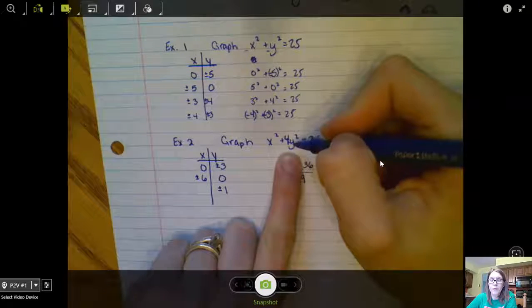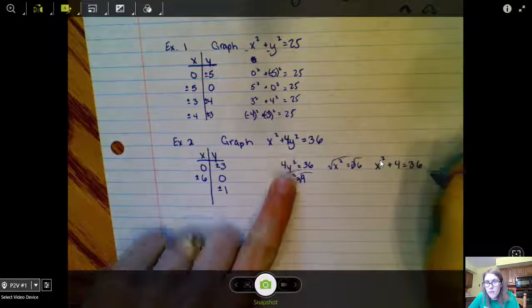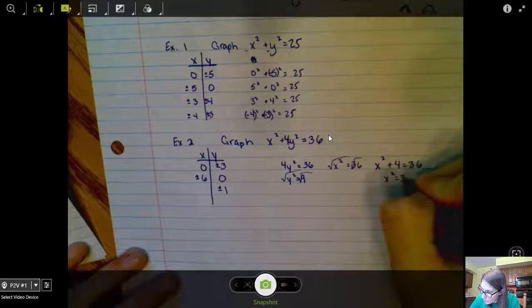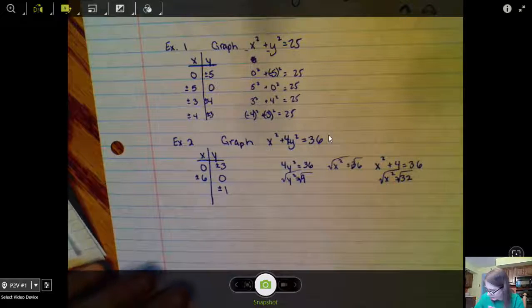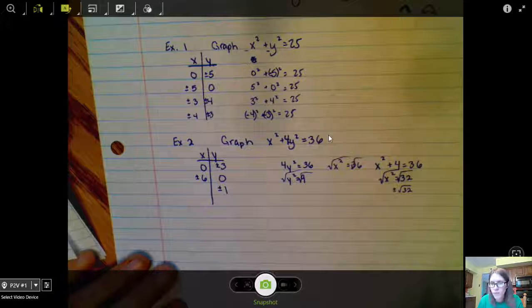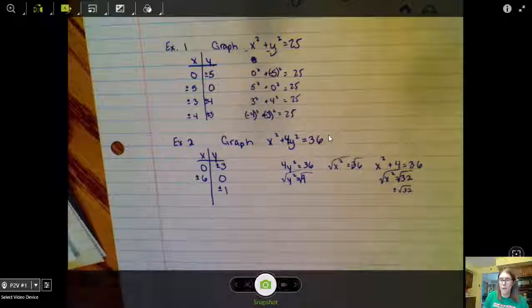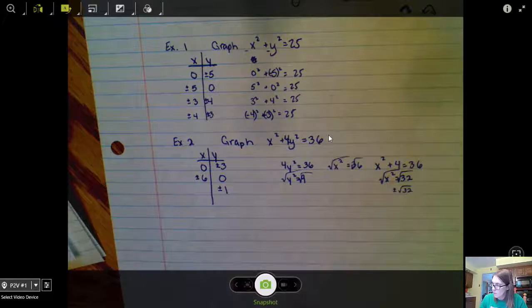So if y is 1, y squared is 1 times 4. That would give me x squared plus 4 equals 36. Subtract 4 from each side. And square root. And that gives me plus or minus the square root of 32. Now this isn't exactly a nice number to work with, but if we think of this as, gasp, a decimal, that might make things a little bit easier for us as far as graphing goes. So let's figure out approximately what that square root of 32 is. 5.66.